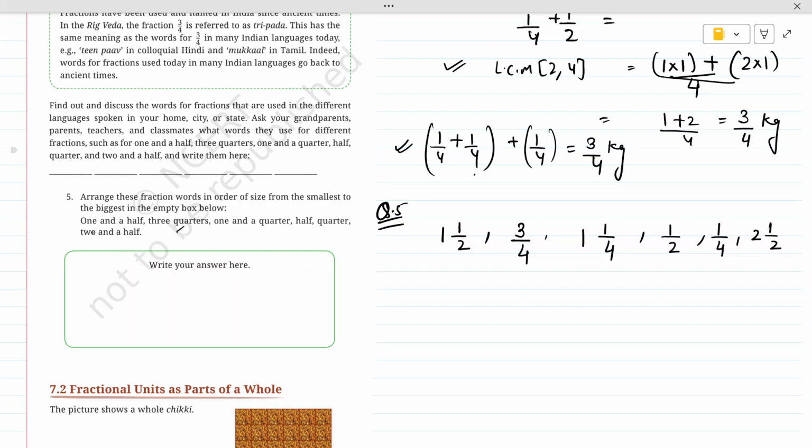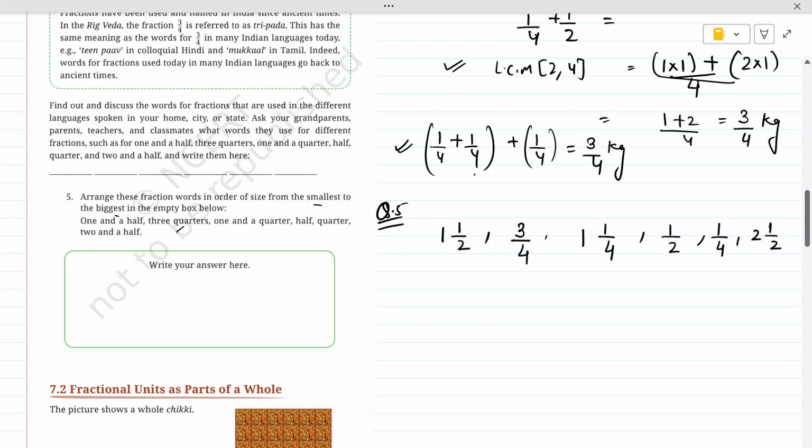Okay, let us see again. 1 and a half, this one. 3 quarters is 3 by 4. 1 and a quarter is 1 and 1 by 4. Half is 1 by 2. Quarter only is 1 by 4. When we say quarter, it is 1 quarter, 1 by 4. And then the last one is 2 and a half. So we have taken 2 and a half here. Now we have to arrange them from smallest to biggest.